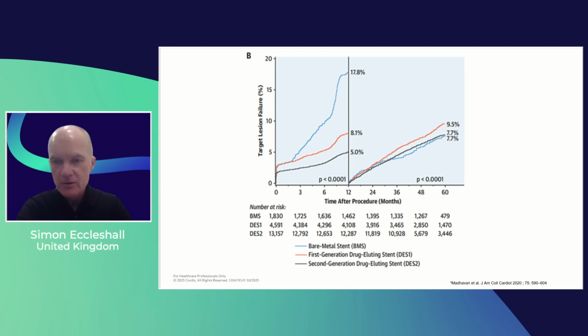So the concept of a balloon-only approach is to try and reduce the event rate that you would get long-term in these patients with known coronary artery disease. And the question is, can sirolimus do even better, or at least as good as paclitaxel in this setting?